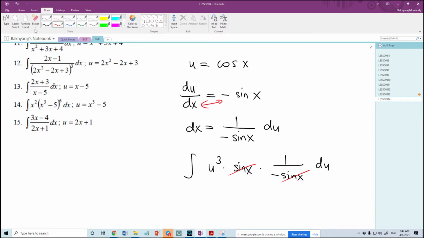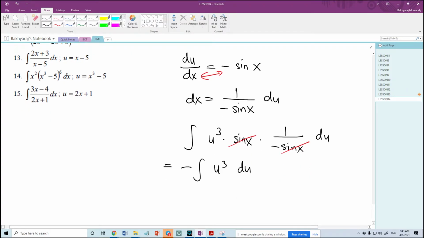Okay, what is next? Equal. Okay, so you get what? Since we have negative, right? Since we have negative, yeah, we just put it in front and integrate u power of 3 du. Okay, u power of 3 du. Okay, so the next step will be equal negative u power of 4 over 4 plus c.